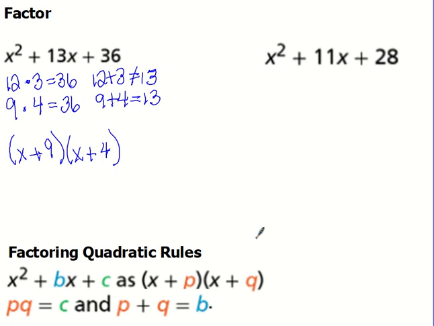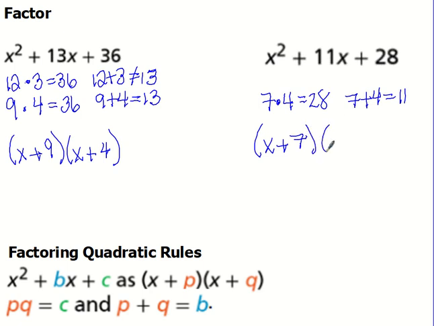What I would like you to do is see if you can find what's going to multiply to 28 but add to 11. Multiply to 28 but add to 11. All right, the factors of 28 are 7 and 4. If I take 7 plus 4, it in fact gets me 11. So my factors are x plus 7 and x plus 4, and I'm done. It's that easy, and it's all positive because these are all positive.